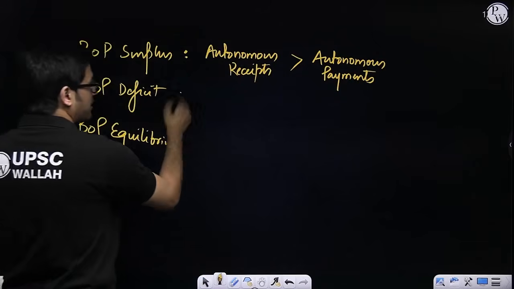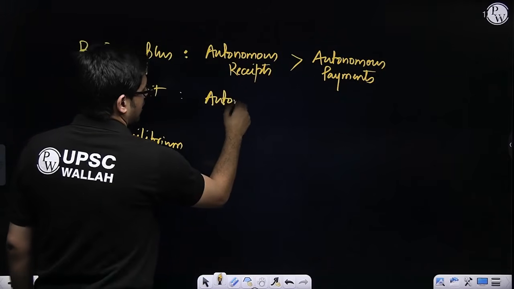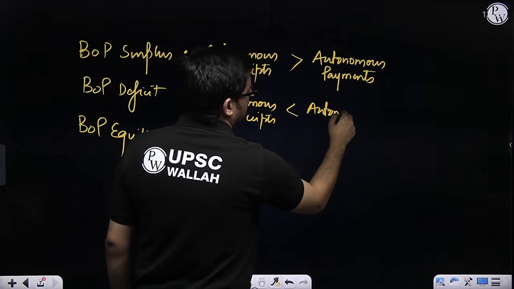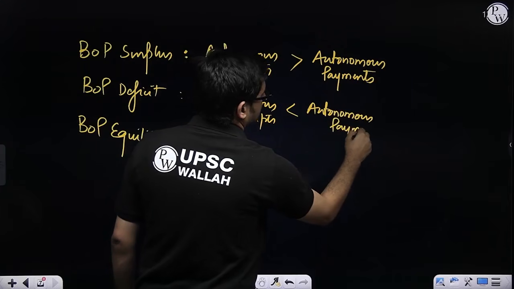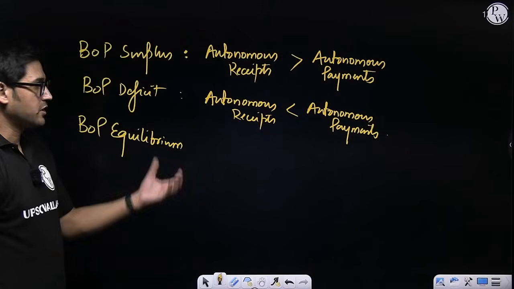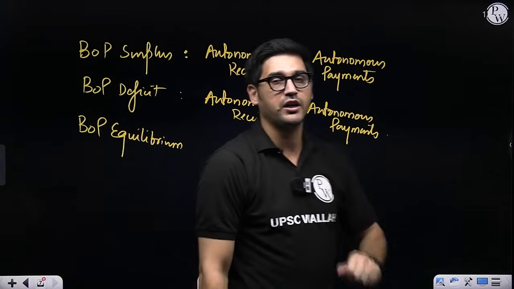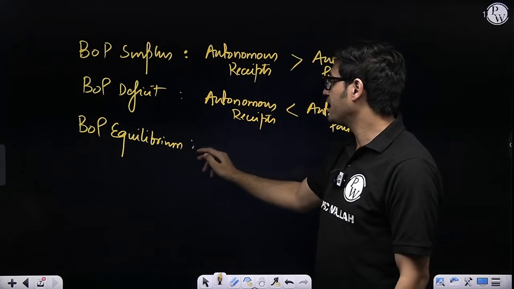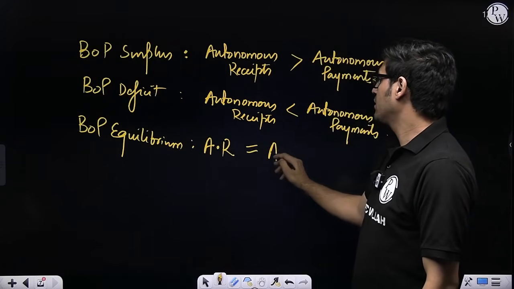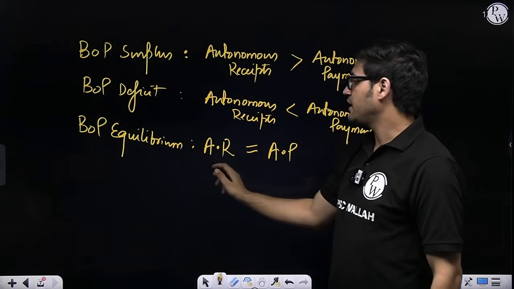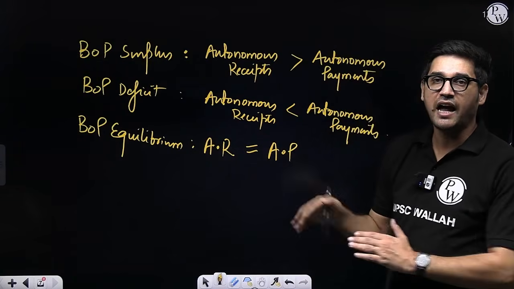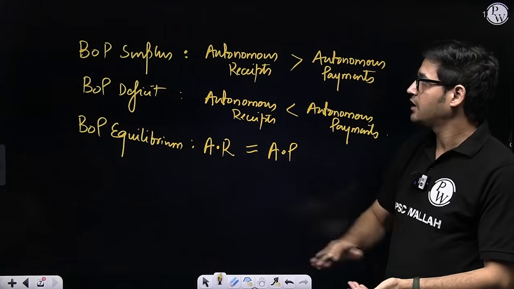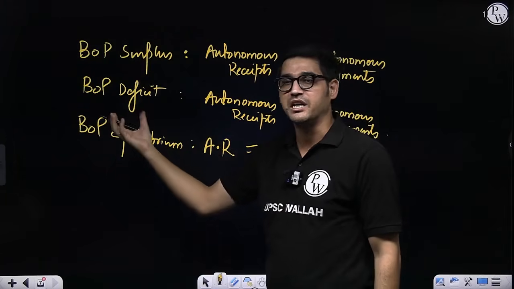A BOP deficit will be the exact opposite. This means when an economy's autonomous receipts are less than its autonomous payments. This year, the economy received less compared to what it had to pay to the rest of the world. And a BOP equilibrium will simply be a scenario where an economy's autonomous receipts are equal to its autonomous payments. That means the economy received as much money from the rest of the world as it had to pay back. There is no change to the reserves of this economy. This is also how you can define a BOP surplus, a BOP deficit, or an equilibrium.